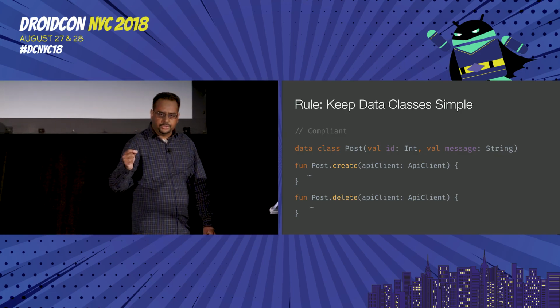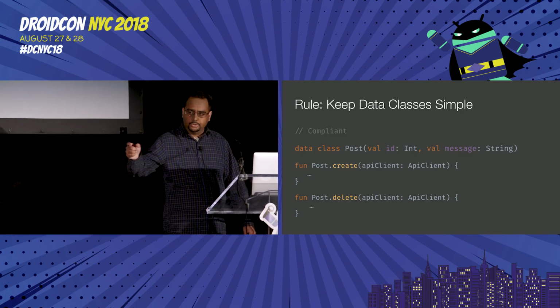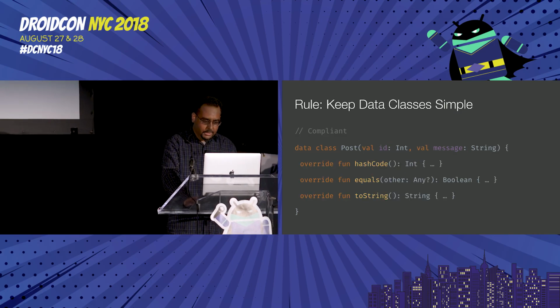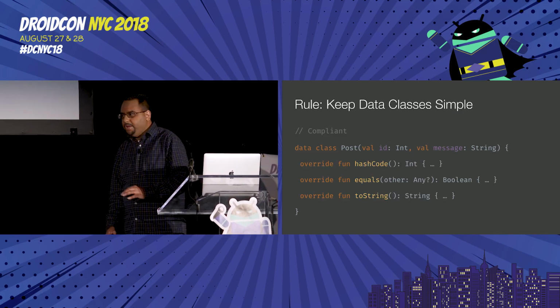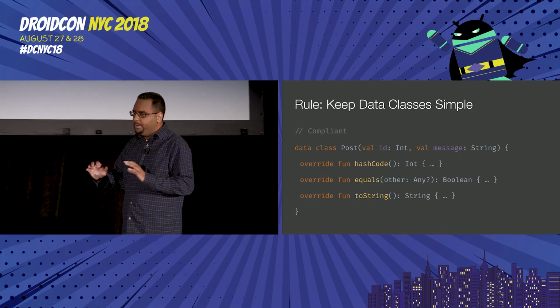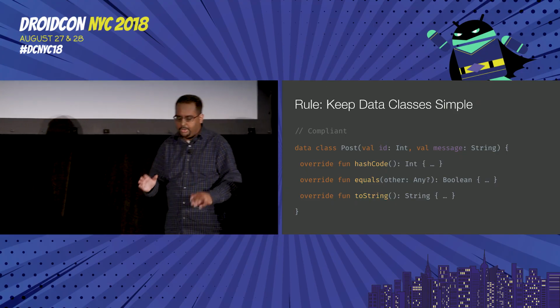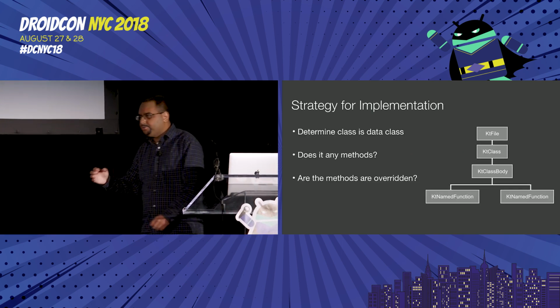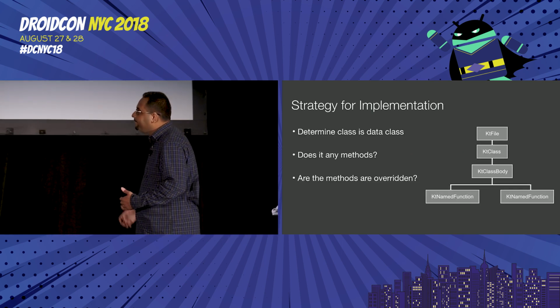So I want to enforce a rule around this. I want to enforce a rule: don't add any methods to your data class, right? Any extra methods. Another thing to keep in mind, if you were to override any of these methods, hash code, equals, it will exclude them when it goes to check for this rule, right? So we need a strategy to implement this, right?